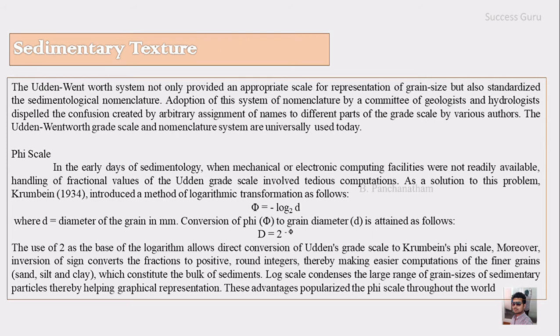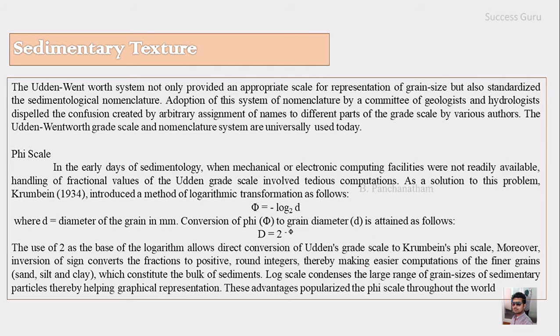So the use of 2 as the base of the logarithm allows direct conversion of the Wentworth grade scale to the phi scale. Moreover, the inversion of sign converts the fractions to positive round integers, thereby making computation easier for the finer fragments, that is sand, silt and clay, as all these three lie in the minus scale, right? So by converting it, the sign we get is plus, which constitutes the bulk of the sediment.